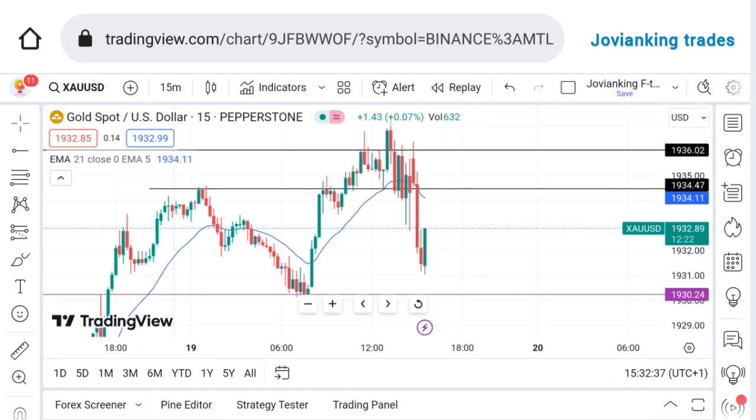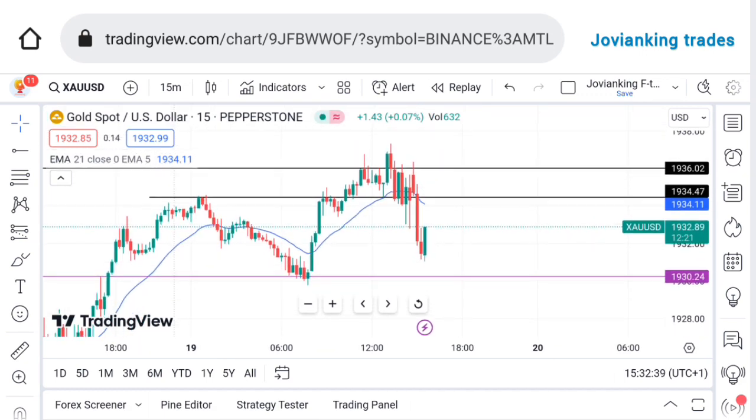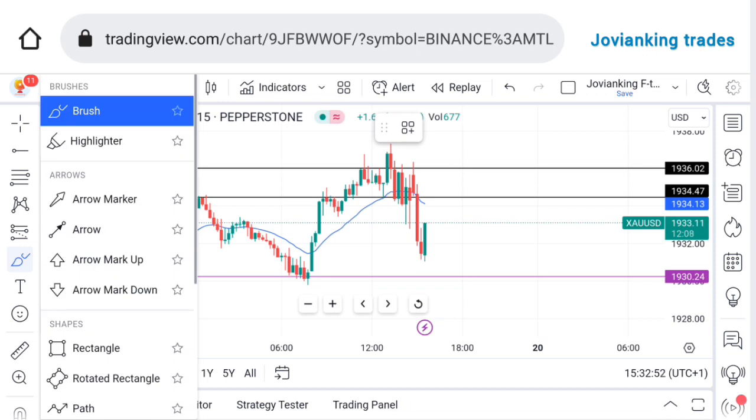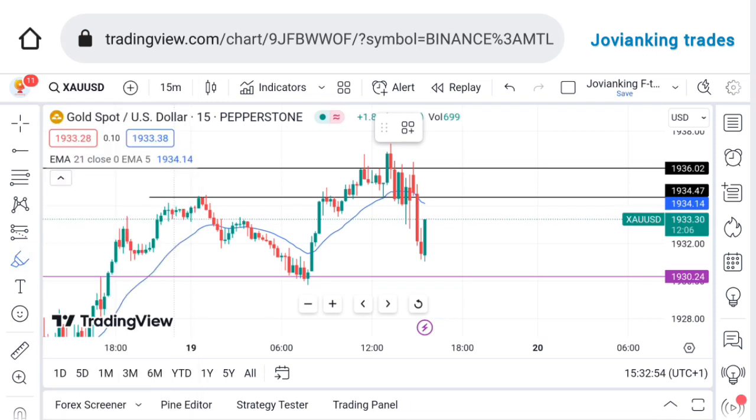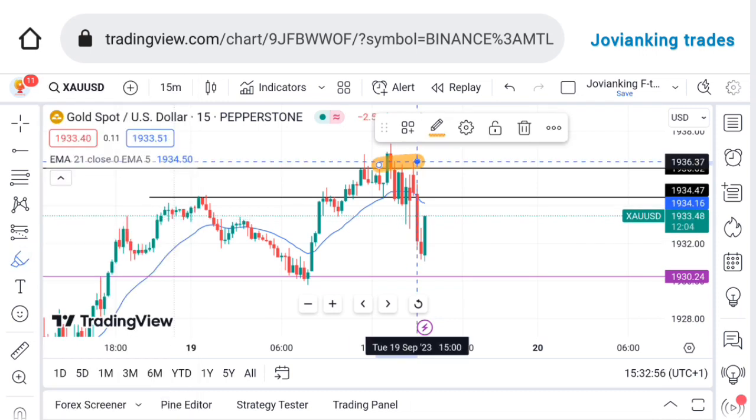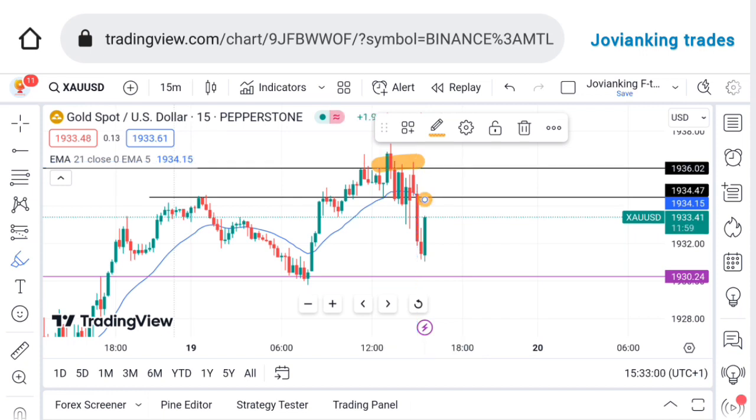So first of all, if you watch very closely in this zone, you will see that gold has been rejected so many times from this particular resistance zone. And we are looking at gold to see a good selling opportunity. So that was the reason why I marked this area and then watch out at this area to see a good selling opportunity.